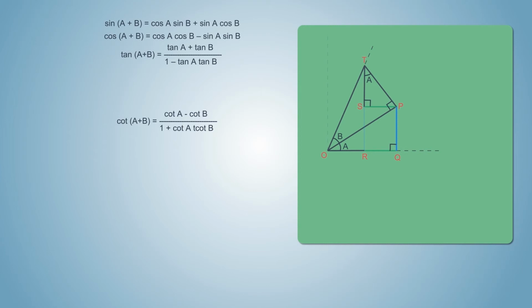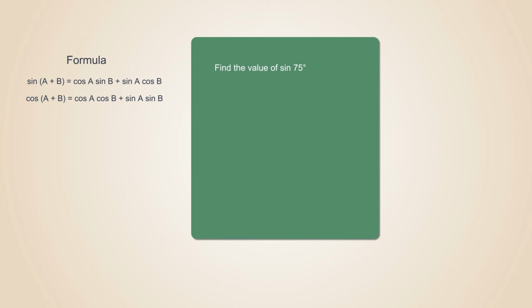Now let us solve a problem based on the concepts learned. We have to find the value of sine 75 degrees, given that we know the value of sine and cos of angles 45 degrees and 30 degrees. Here we can write 75 degrees equal to 45 degrees plus 30 degrees.